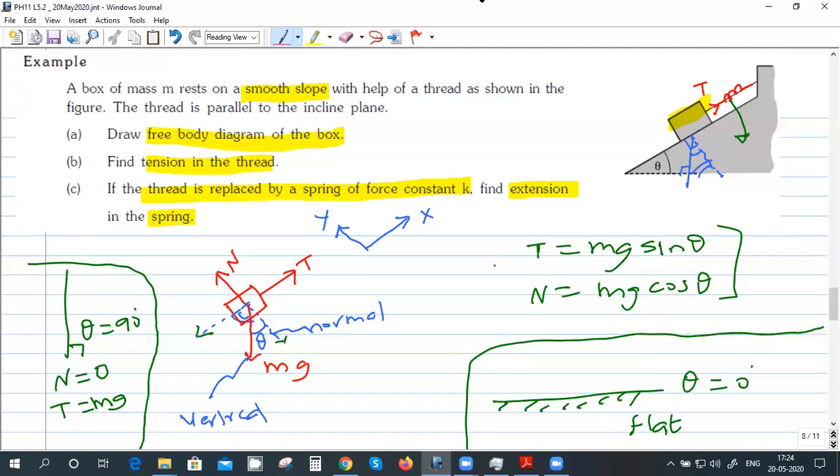You'll get the same set of equations because when you draw the free body diagram, whether the spring is here or not does not matter. There is some tension. Again, you'll get the same equation, T1 equal to mg sin theta. So again, the value of tension is same. Okay, and this tension will be felt by the spring. So when you pull a spring, it will elongate, right?